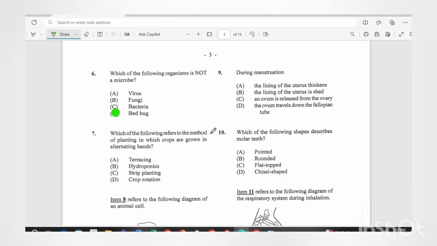Question 7. Which of the following refers to the method of planting in which crops are grown in alternate bands or alternating bands? Is it A. terracing, B. hydroponics, C. strip planting, or D. crop rotation? The answer there is C. strip planting.